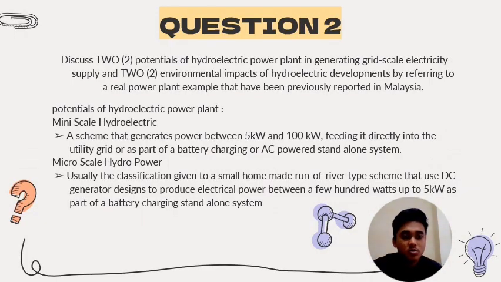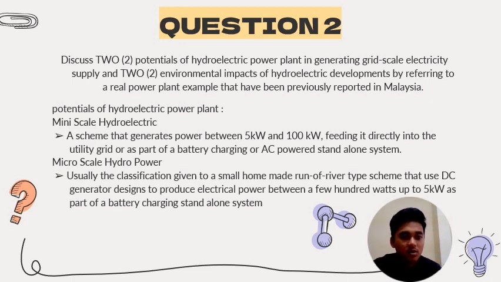Next, question 2. Discuss two potentials of hydroelectric power plants in generating grid-scale electricity supply and two environmental impacts of hydroelectric developments by referring to a real power plant example that has been previously reported in Malaysia. For potential of hydroelectric power plant, number 1 is mini-scale hydroelectric, a scheme that generates power between 5 kW and 100 kW, feeding it directly into the utility grid or as part of a battery charging or AC power standalone system.